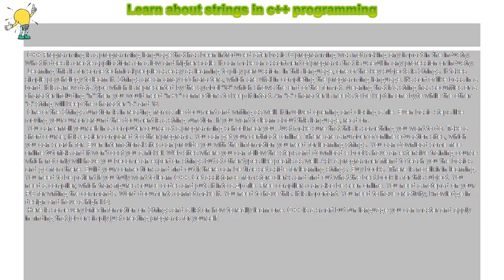Learn about strings in C++ programming. C++ programming is a programming language that has been introduced after basic C programming was not making any impact in the industry. What it does is create applications on a low and higher scale.